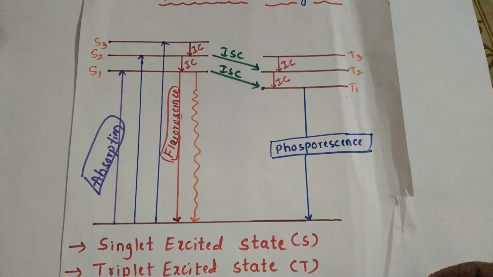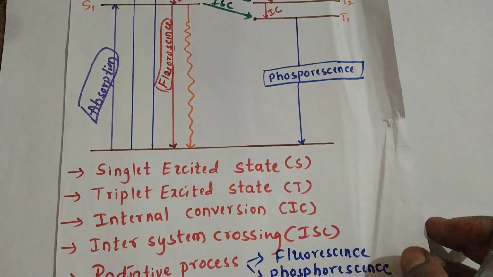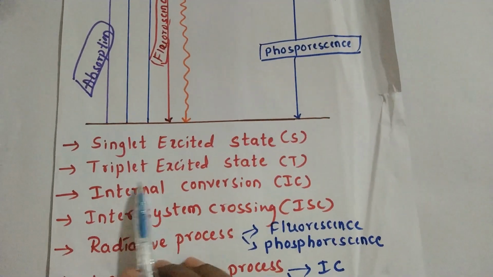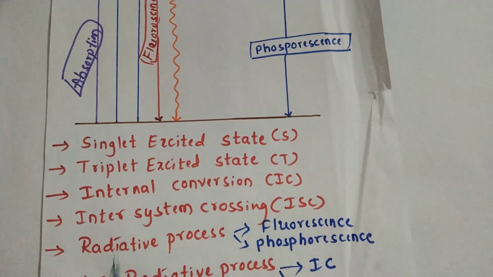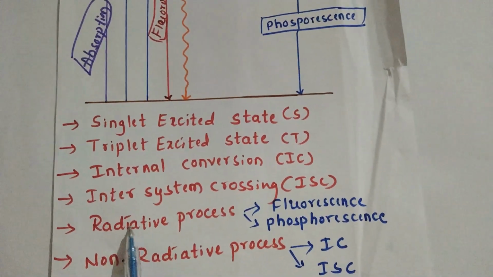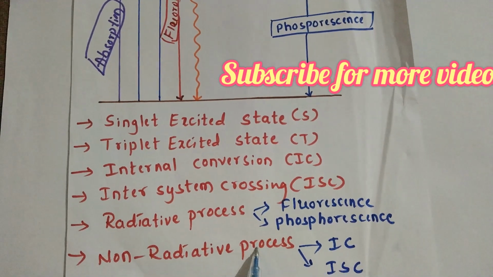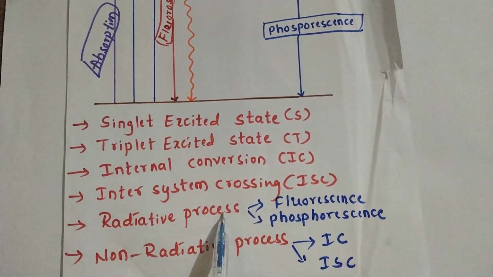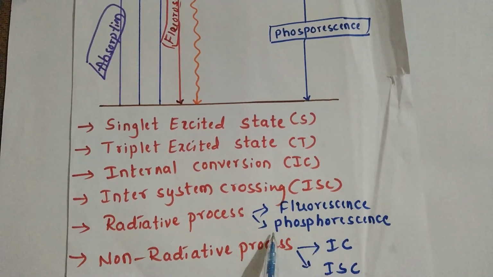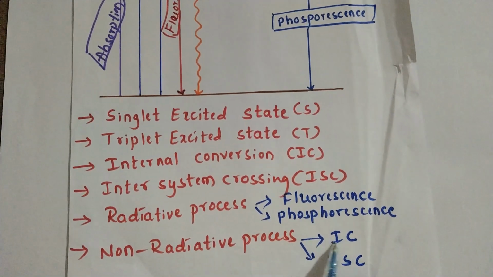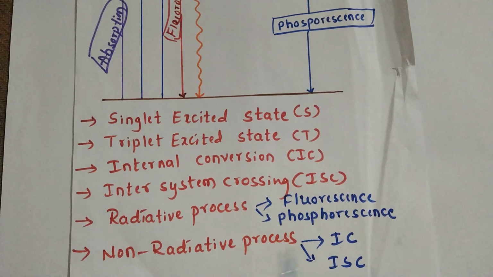To know the Jablonski diagram, we have some terms to know: singlet excited state, triplet excited state, internal conversion, inter-system crossing. Here there are two processes, radiative and non-radiative. The radiative processes are fluorescence and phosphorescence. In the non-radiative processes, inter-system crossing and internal conversion.